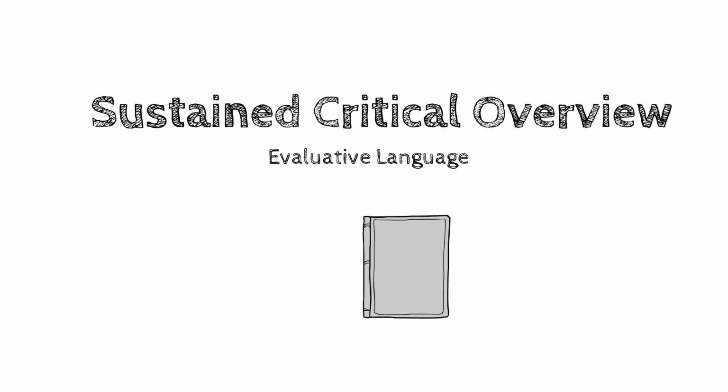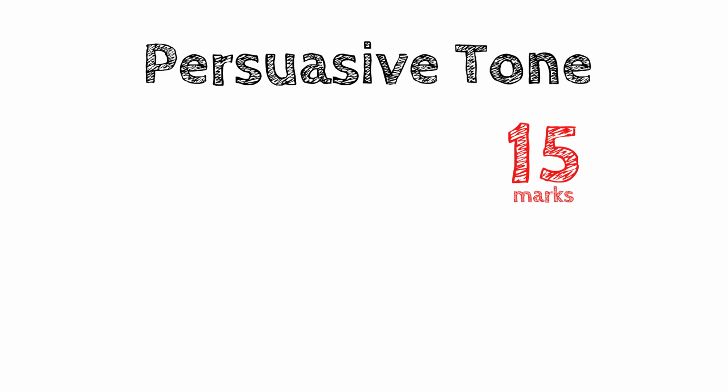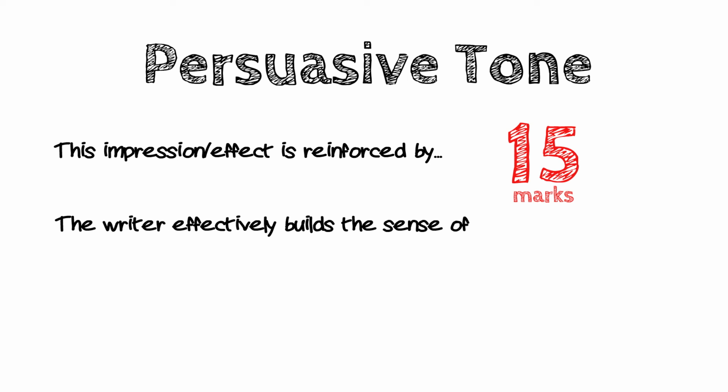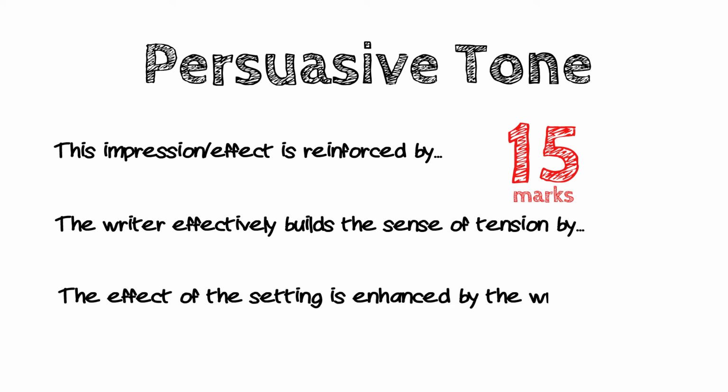You need to create a sustained critical overview of the text, so you must try to use your evaluative language consistently and think about how the text works as a whole. To gain the highest marks, you need to create a persuasive tone with your response. Aim to use phrases such as, this impression or effect is reinforced by. The writer effectively builds a sense of tension by. The effect of the setting is enhanced by the writer's use of.